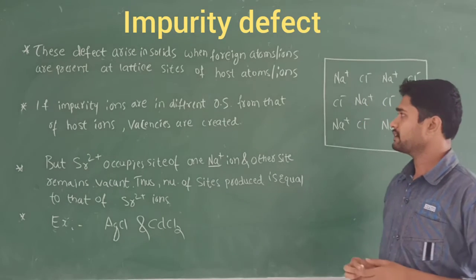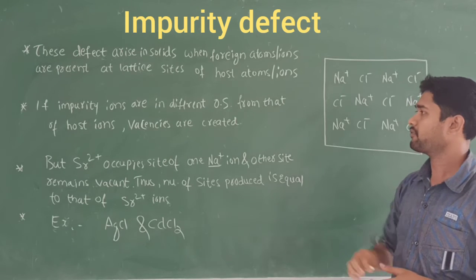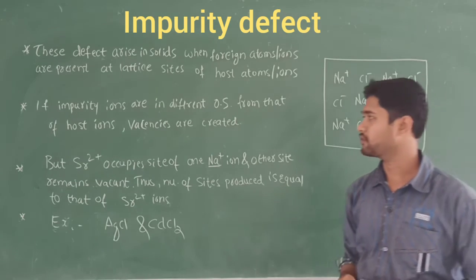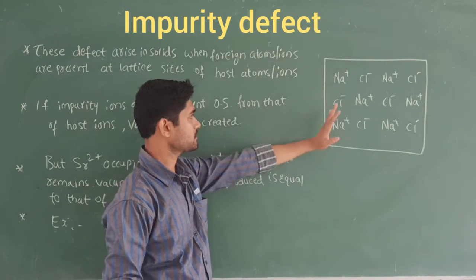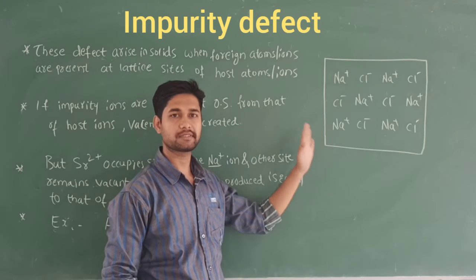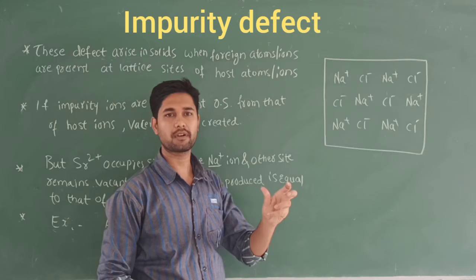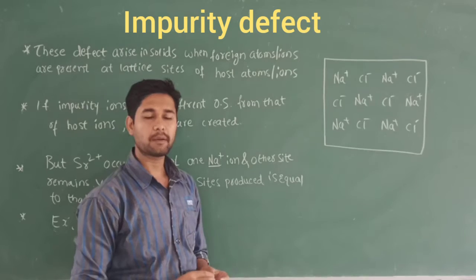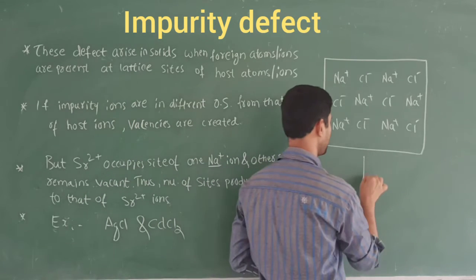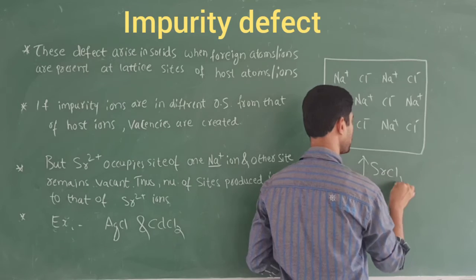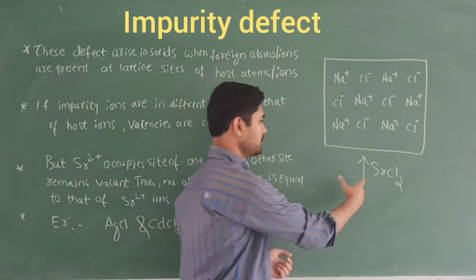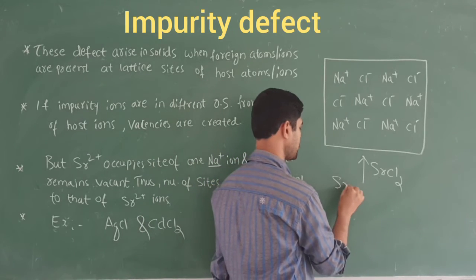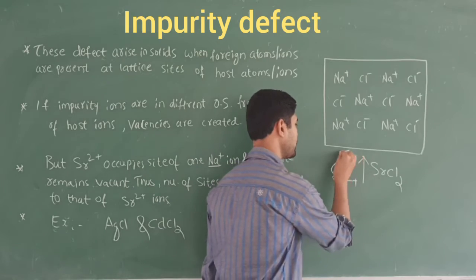If impurity ions are in a different oxidation state from that of host ions, vacancies are going to be created. So let us discuss here. Take sodium chloride in the molten state. Molten state means the fused form of sodium chloride salt. Here is a sodium chloride crystal. Now I am going to add the impurity, which I call strontium chloride. Strontium here is in the oxidation state strontium 2 plus. Now this will interact with the crystal.